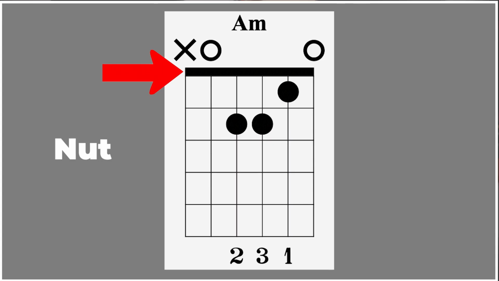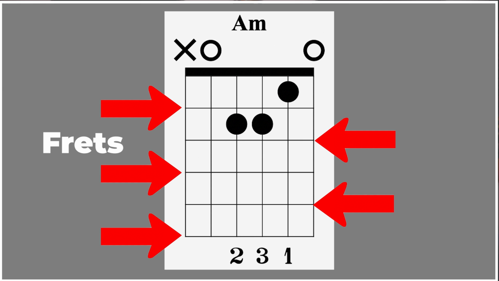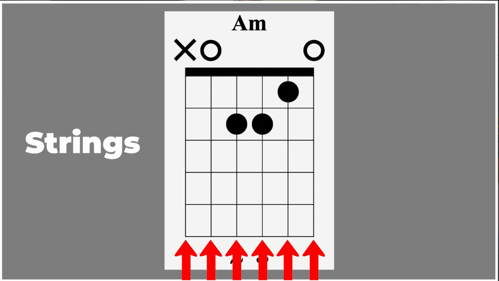So the name of the chord is at the top of the chord chart, and below the name of the chord, you'll see a thick black line with square edges going from side to side. This thick black line with square edges represents the nut of the guitar. The 5 thin lines going from side to side represent the frets, and the 6 thin lines going up and down represent the guitar strings.